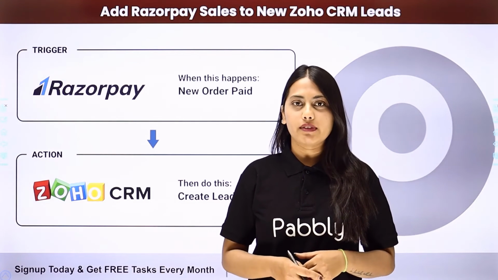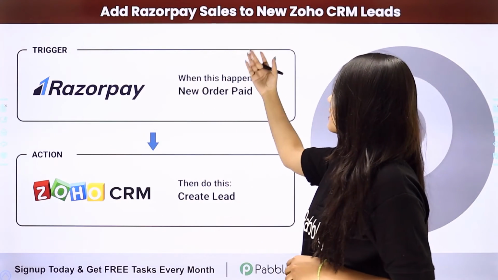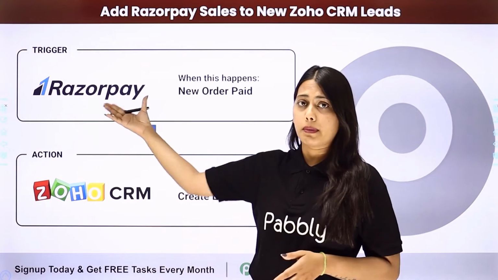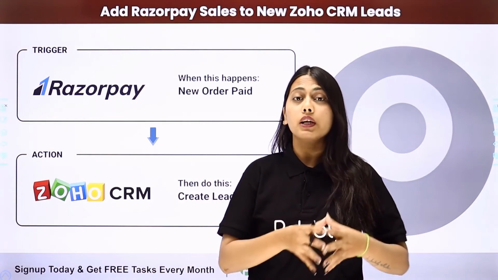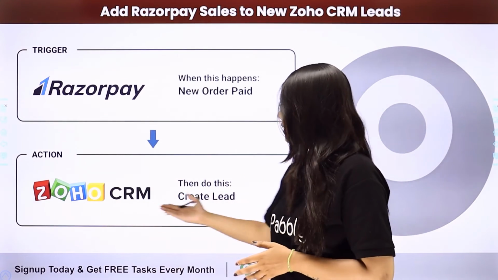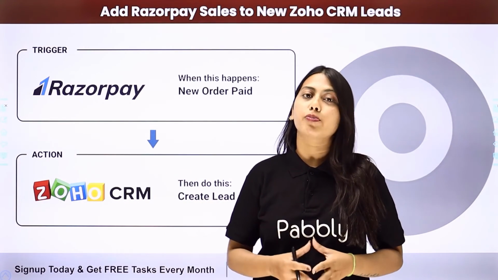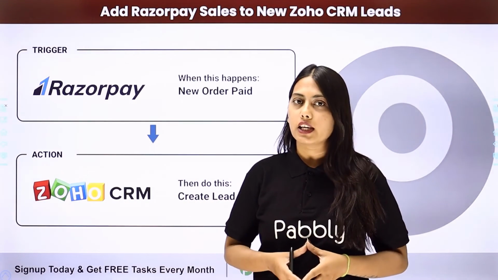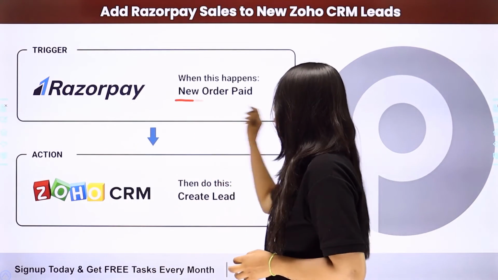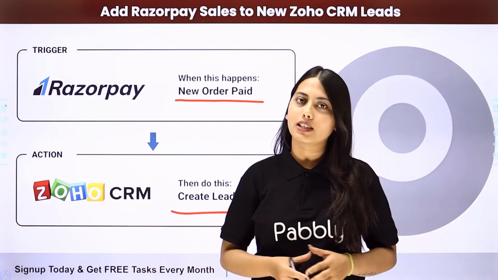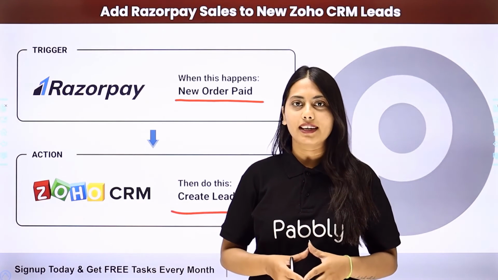Hello everyone, today we will learn how to add Razorpay sales to new Zoho CRM leads. So whenever an order is paid on Razorpay, you get a notification about that. But if you want to store it and create a lead in your Zoho CRM, then you can create this automation with the help of Pabbly Connect. We will create an integration where our trigger will be new order paid in Razorpay and our action will be to create a lead in our Zoho CRM. Let us learn how to do that.